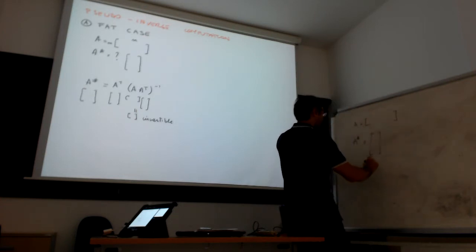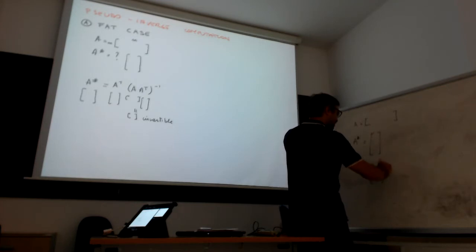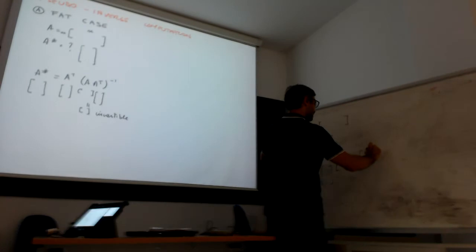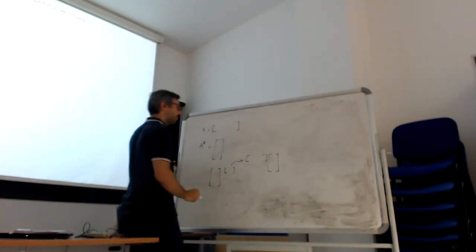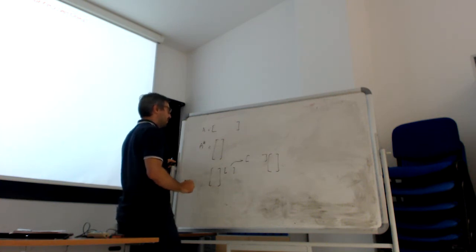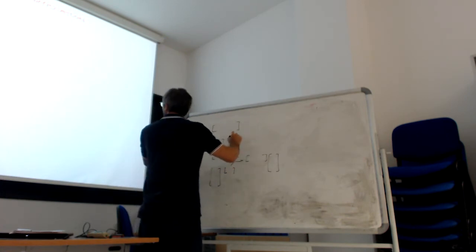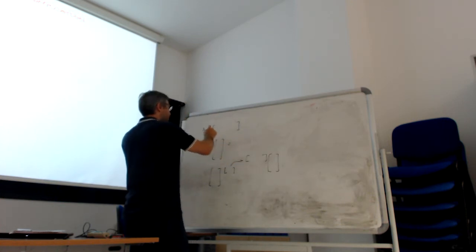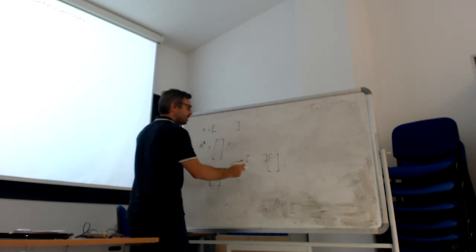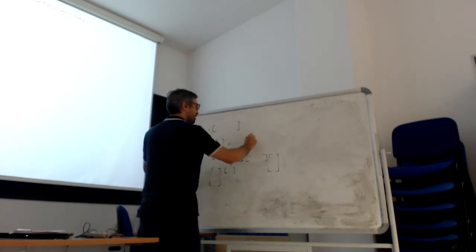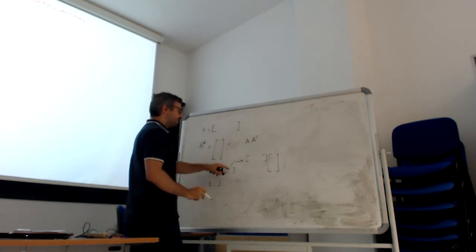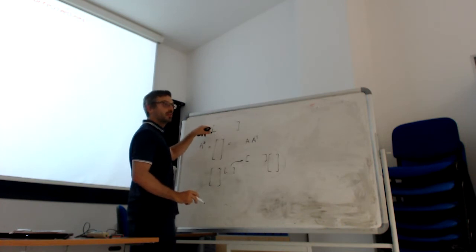We need to build up a matrix A transpose somewhere, okay? So we need to have a matrix like this and a matrix like this, where a matrix like this is composed by this times this. Right? Because in essence, if you want to make this matrix invertible, it should be A transpose, because A transpose is a smaller matrix that has the dimension of the rank of A, so it's invertible.